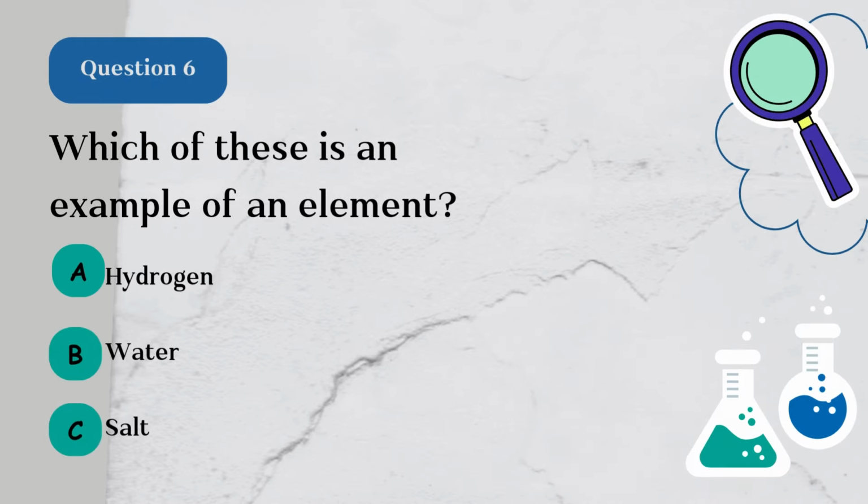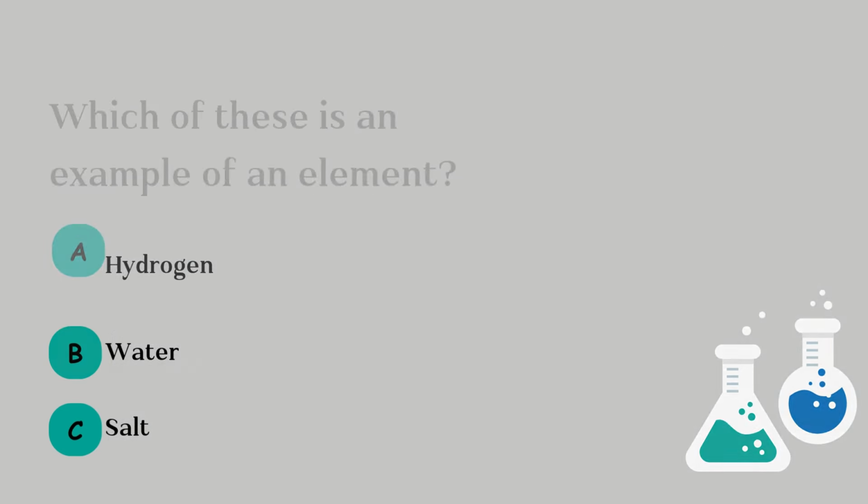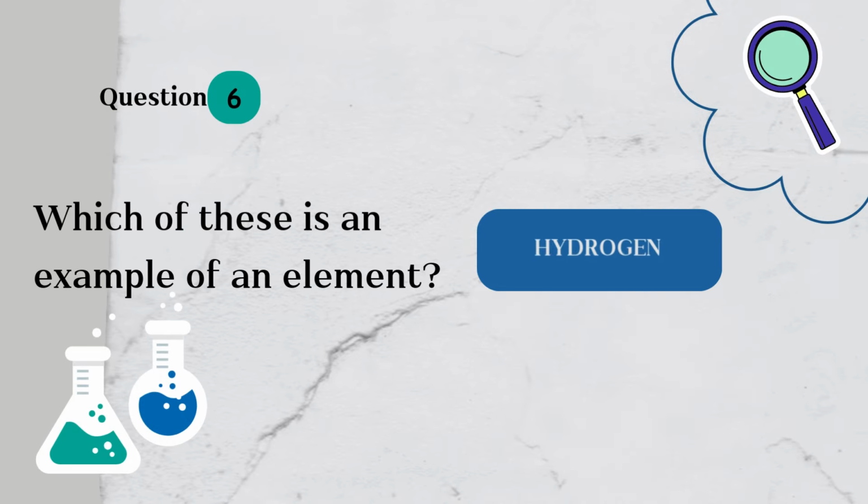Question 6. Which of these is an example of an element? A. Hydrogen. B. Water. C. Salt. Correct answer, A. Hydrogen.